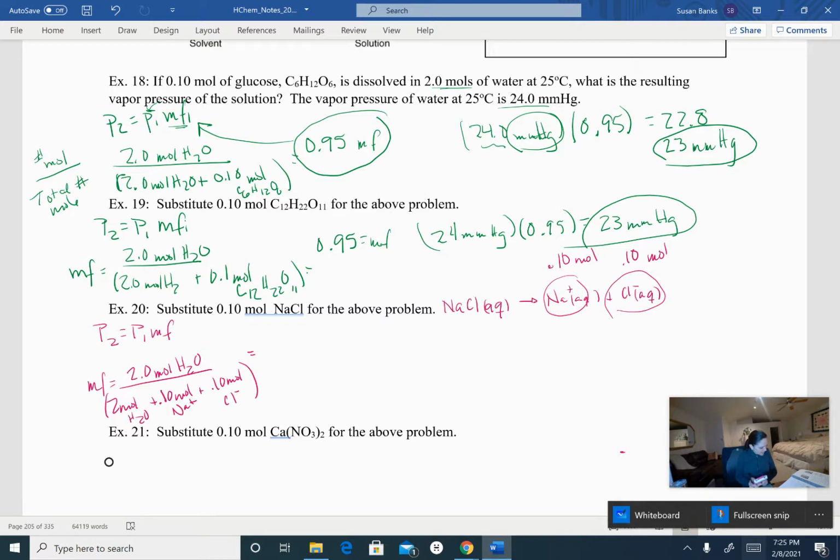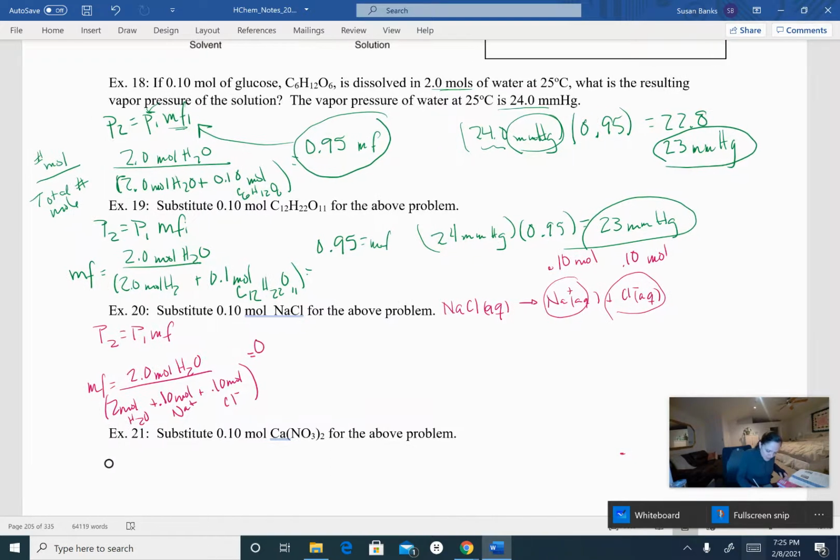I will get 0.909, right? So my mole fraction will be 0.909. And I know I have just 2 sig figs, so we should really report it like this, right?